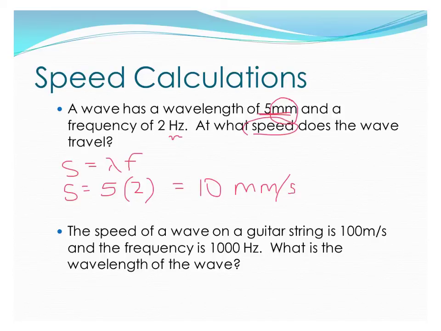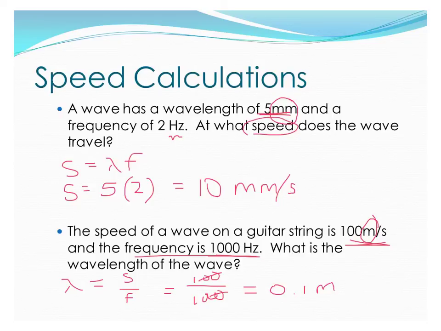Finally, the speed of a wave on a guitar string is 100 meters per second, and the frequency is 1,000 hertz. We want to know wavelength. Wavelength is speed divided by frequency. My speed is 100, and my frequency is 1,000. It's kind of like if we could get rid of the zeros that cancel each other out, that would be the same thing as 1/10, and we can change that into a decimal, which is 0.1. Because it's wavelength, we need to look at the length part of our speed unit, which is meters. So 1/10 of a meter would be your wavelength.